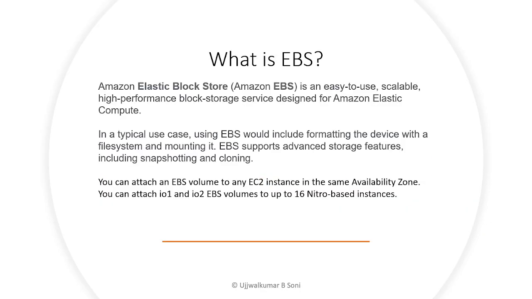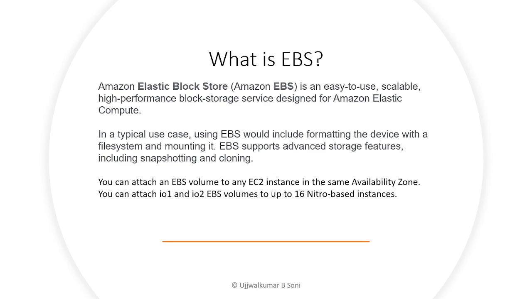So first of all, let's discuss what is EBS. EBS is Elastic Block Store. It is an easy to use, scalable, high performance block storage service designed for EC2, Amazon Elastic Compute. In a typical use case, using EBS would include formatting the device with a file system and mounting it. EBS supports advanced storage features including snapshotting and cloning.